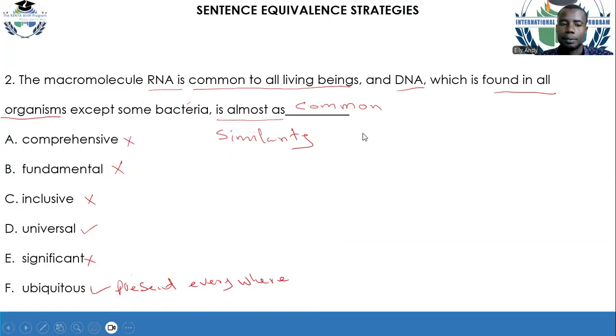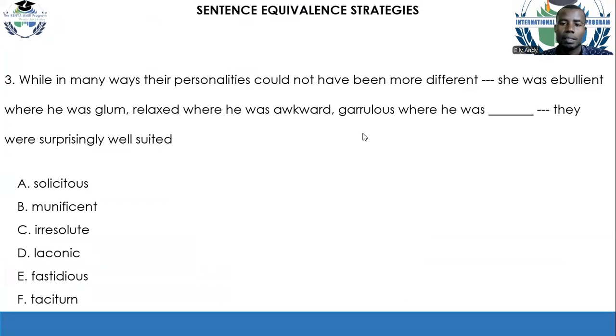Another example. So we have this one, a relatively long sentence. While in many ways their personalities could not have been more different, she was ebullient, where he was glum, relaxed, where he was awkward, garrulous, where he was blank. They were surprisingly well suited.